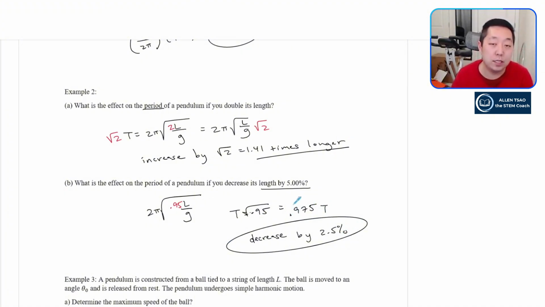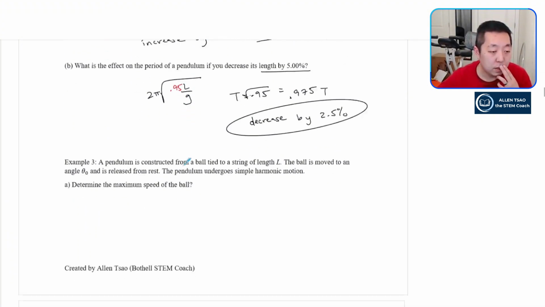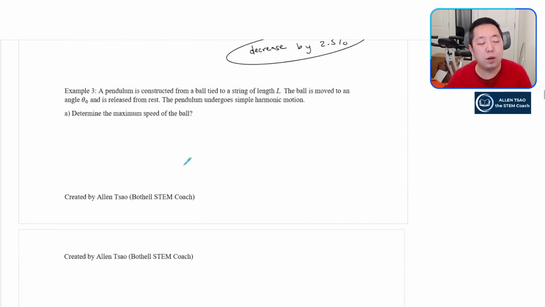Okay, so those are a couple of examples where we study just how the period equation works. The period equation is not that complicated, but that's generally how it works. Let's look at one where we have a little bit more complicated scenario.